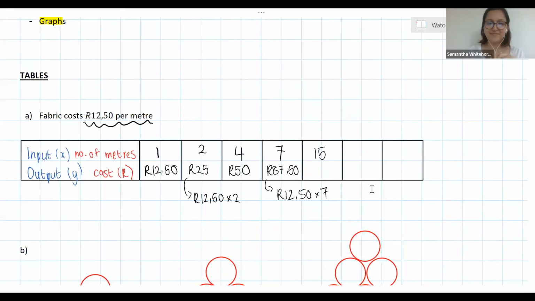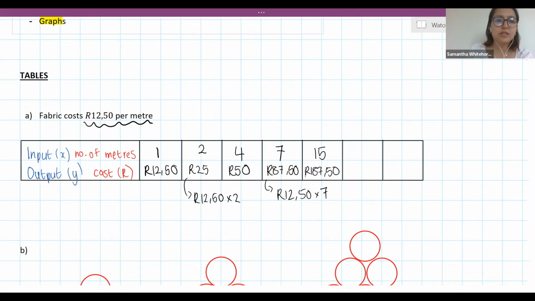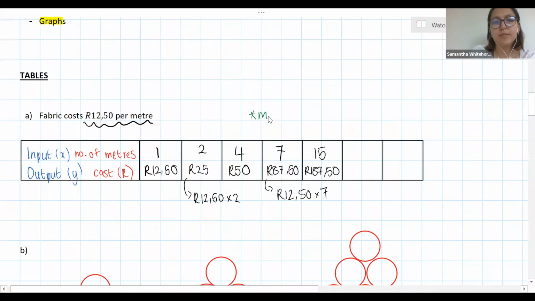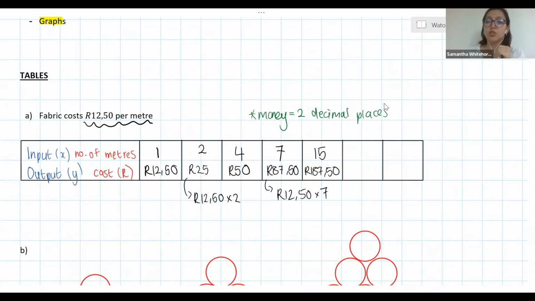Ma'am, I think it's going to be 187.50 cents. Good. 187 Rand 50 cents. Excellent. Guys, just as a side note, money is always going to be 2 decimal places unless you're told otherwise. So unless the question says round off to the nearest rand or whatever, we always write our answer with 2 decimal places. That's why it's 50.